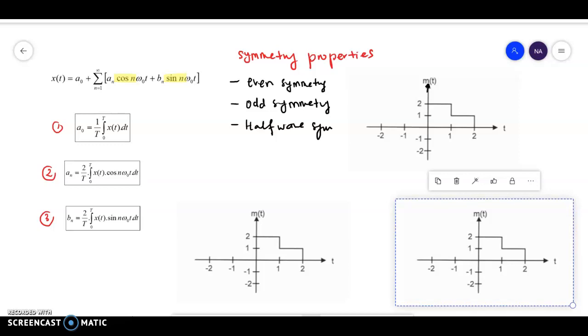Okay, continue with the trigonometric Fourier series. For the trigonometric Fourier series, this is the general form, where we have three coefficients: A0, AN and BN. How do we calculate these three coefficients? Each has its own equation. This one is A0, which is how we find A0. This one is AN, how to find AN, and this one is BN. Later on we will discuss this in detail.